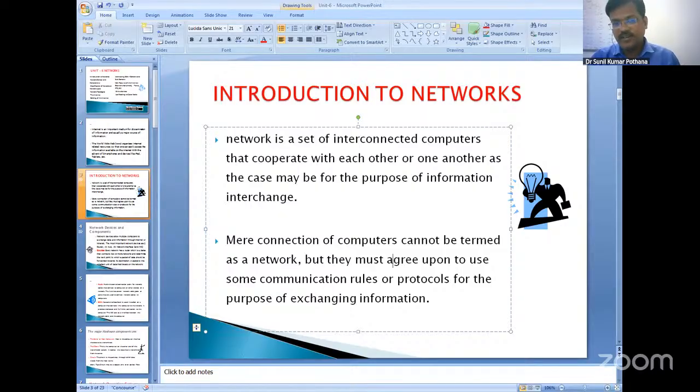A network is a set of interconnected computers that cooperate with each other or one other, as the case may be, for the purpose of information interchange. Mere connection of computers cannot be termed a network, but they must agree to use some communication rules or protocols for the purpose of exchanging information.